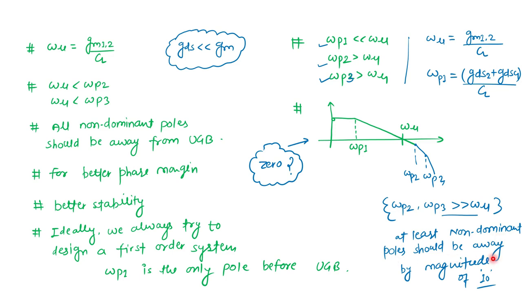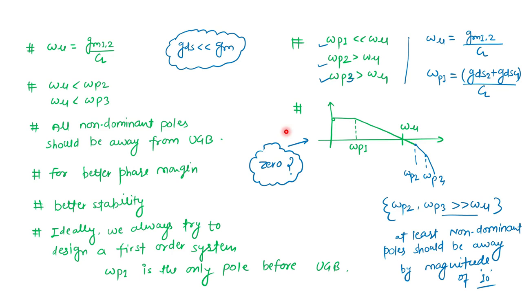At least the non-dominant poles should be away by a magnitude of 10, or if they are 2 times or 4 times, it is better. At least they should be away from omega u by a factor of 10, which is a good thing. Otherwise, any number is fine, like 2 times, 4 times, 5 times, but they should be away from omega u. Now the other thing, that is the zero.